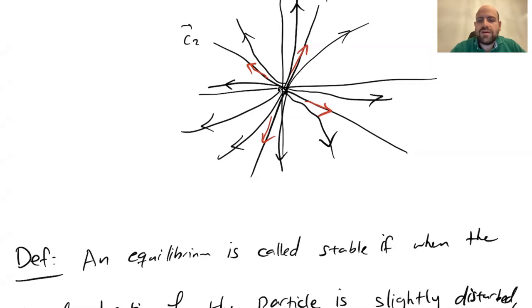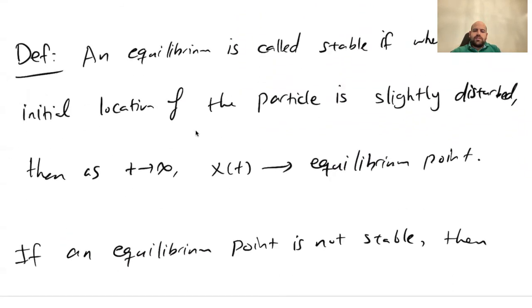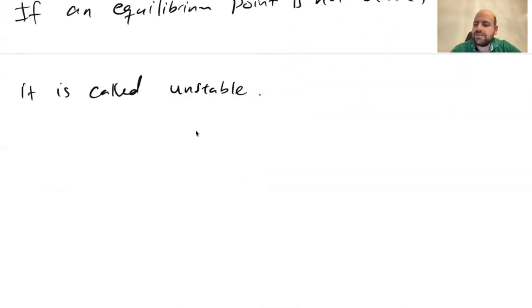t goes to infinity. But it is not the case here, because as t goes to infinity, let's say if the particle starts from here, it gets very far from origin as t goes to infinity. If it starts from here, again, it gets very far from origin. If it starts from here, again, see, it gets very far from origin. So it is not stable. The equilibrium point is not stable in this sense.